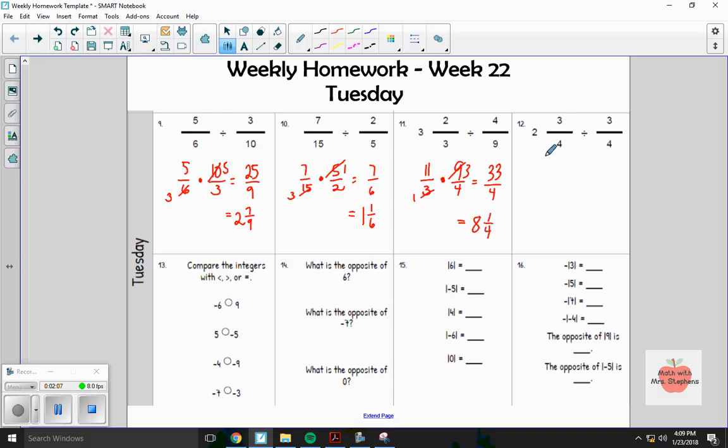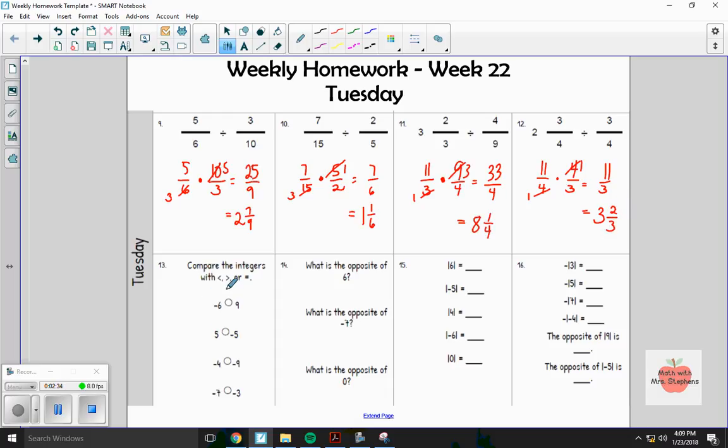Number 12, let's do the same process. 2 and 3/4, I need to make improper. So 4 times 2 is 8, plus 3 is 11. Times, flip 3/4. Cross cancel by dividing your 4's by 4. 11/3, which equals 3 and 2/3.